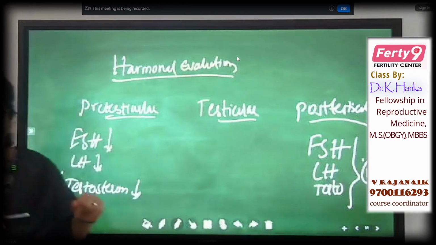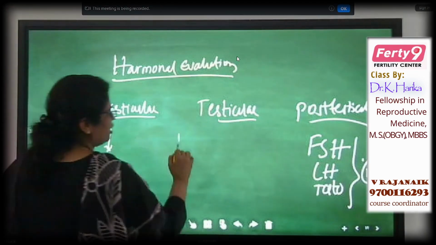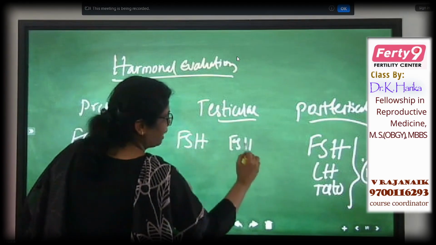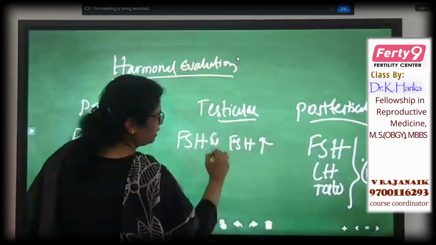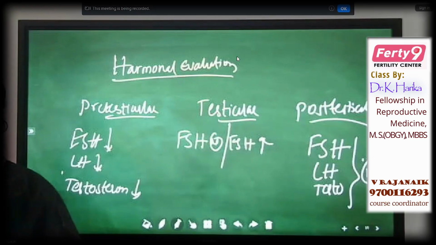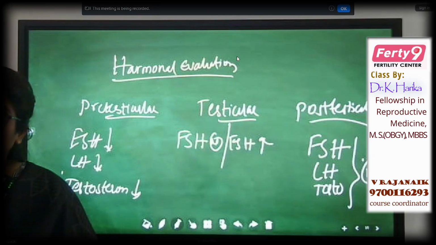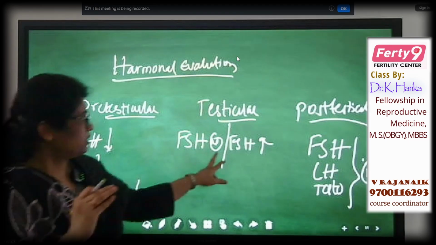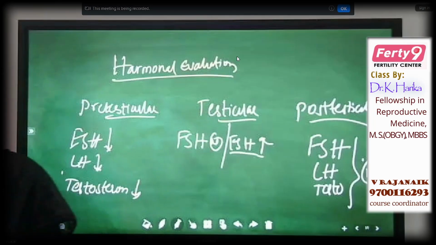Coming to testicular pathology, FSH might be normal or it might be increased. Whenever there is Sertoli cell destruction, for example grade 3 varicocele, or any infection or inflammation, the testis gets damaged. Ultimately, sperm production will be reduced and the hormone will be increased. In such cases, you can see FSH is increased.